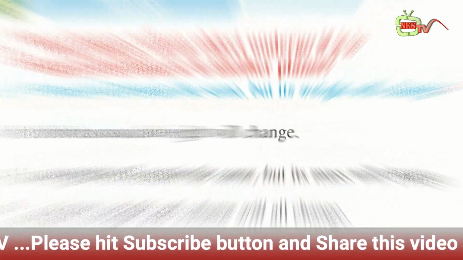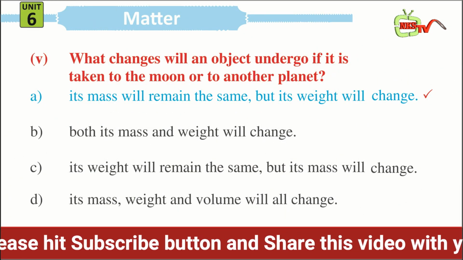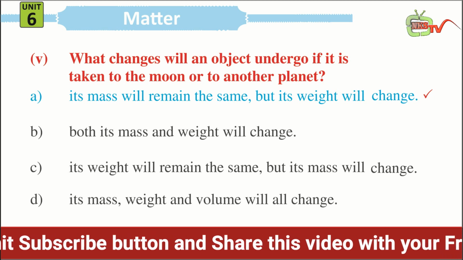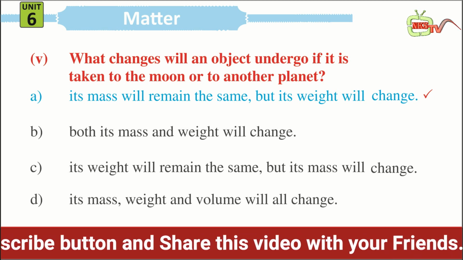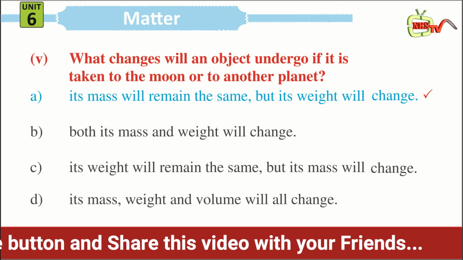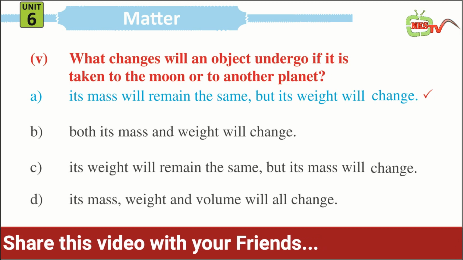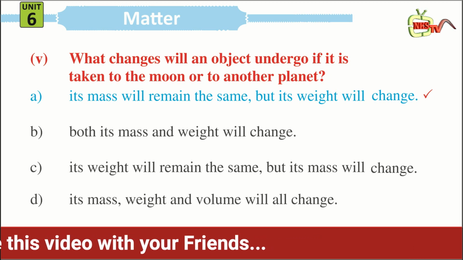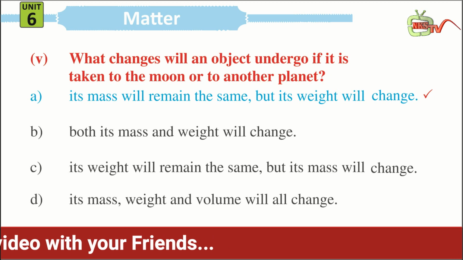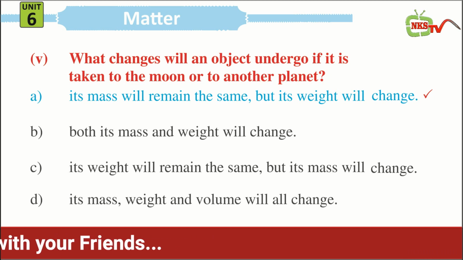Weight. Number 5. What changes will an object undergo if it is taken to the moon or to another planet? A. Its mass will remain the same but its weight will change. B. Both its mass and weight will change. C. Its weight will remain the same but its mass will change. D. Its mass, weight and volume will all change. The correct option is A. Its mass will remain the same but its weight will change.